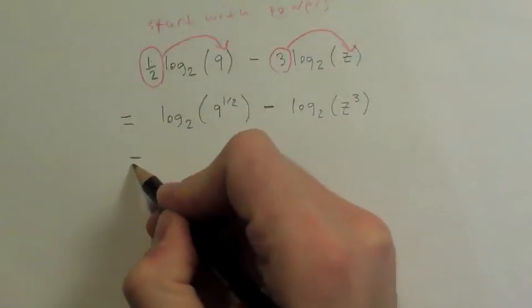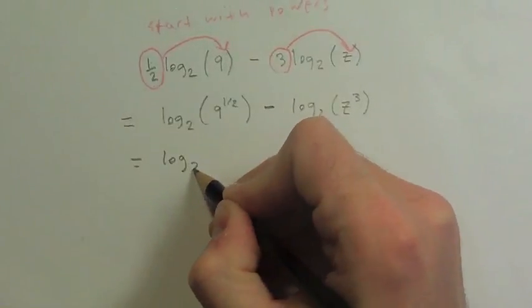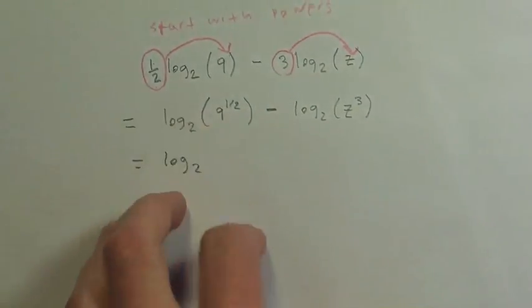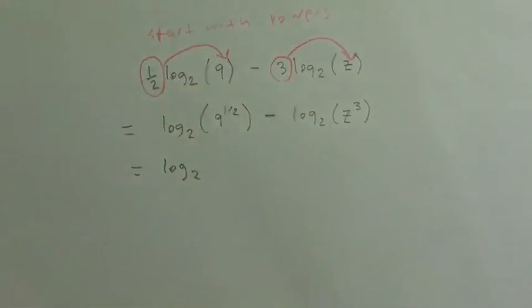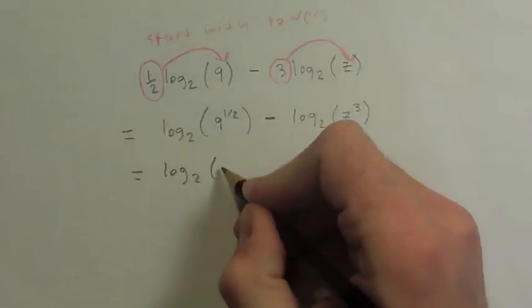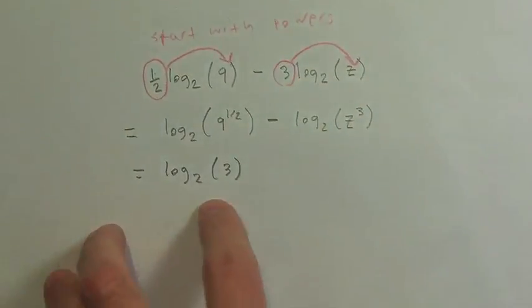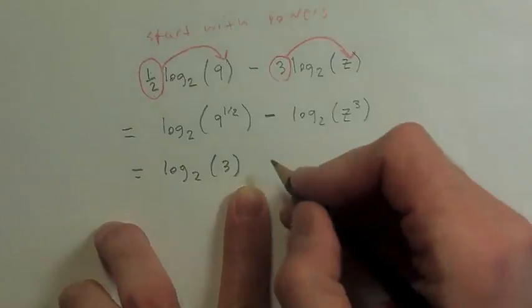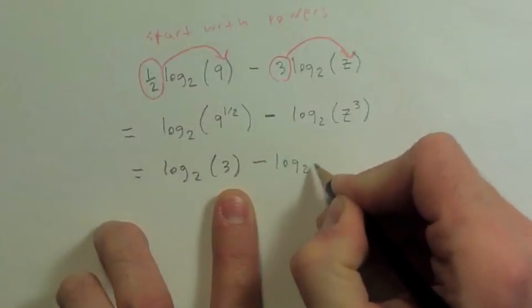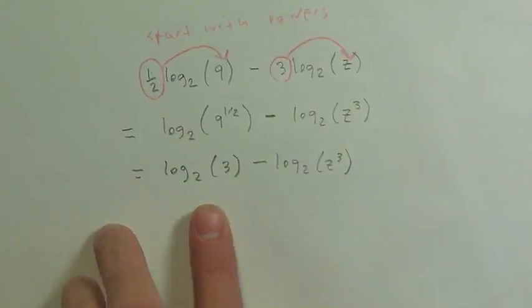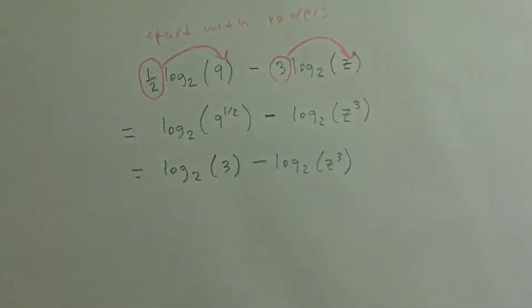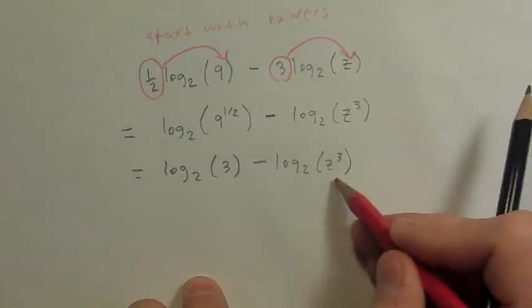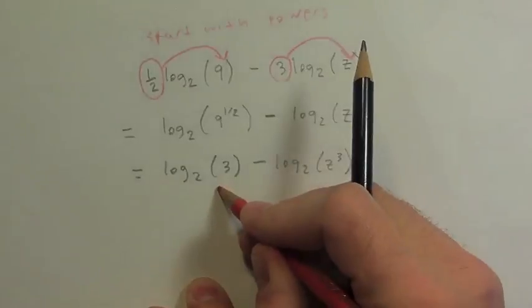Alright, some of you have seen this already. I'm just looking at the inside here: 9 to the 1/2, that's the square root of 9. That's just going to be 3. So we just get log base 2 of 3 here, minus log base 2 of z cubed. Now we can bring these together as a single logarithm, because when I have these subtracted, we can use our quotient property.